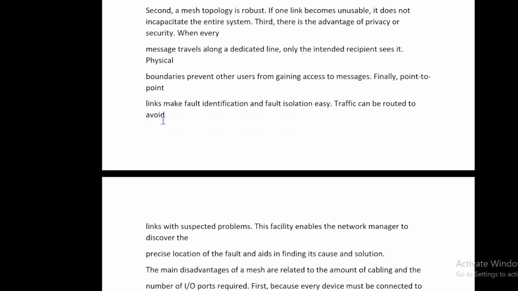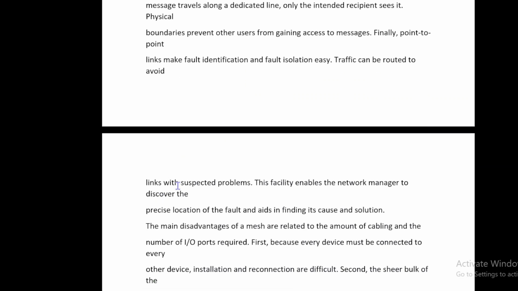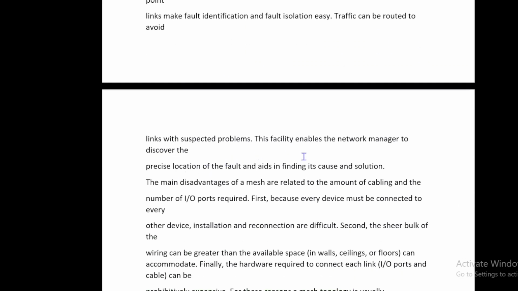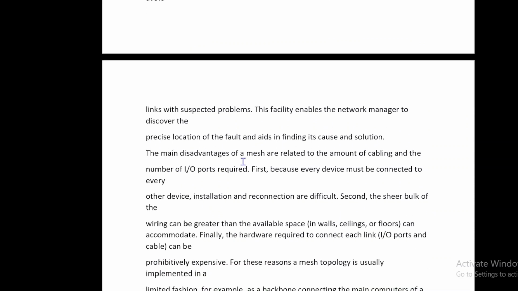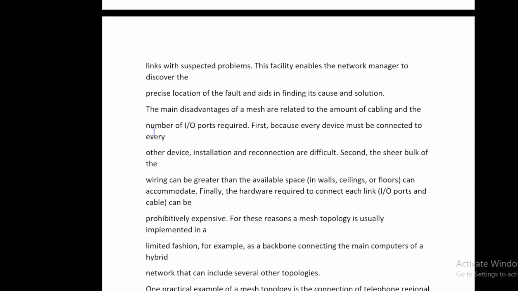Finally, point-to-point links make fault identification and fault isolation easy. Traffic can be routed to avoid links with suspected problems. This facility enables the network manager to discover the precise location of the fault and aids in finding its cause and solution. The main disadvantages of a mesh are related to the amount of cabling and the number of I/O ports required.